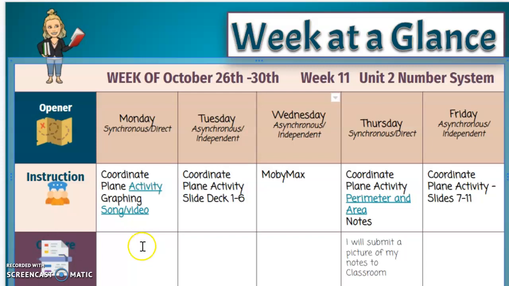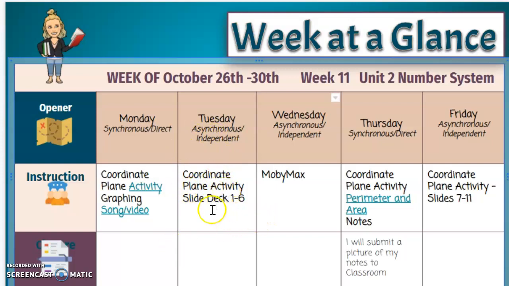We are going to continue working on coordinate plane activities this week. Monday, you are going to be doing a coordinate plane activity with me. We have a review, a little quick song and video to watch as well to help you guys remember how to graph coordinate points. On Tuesday, you're going to be doing an activity on your own.